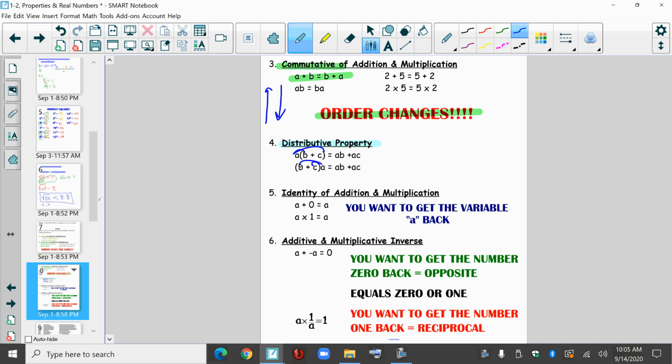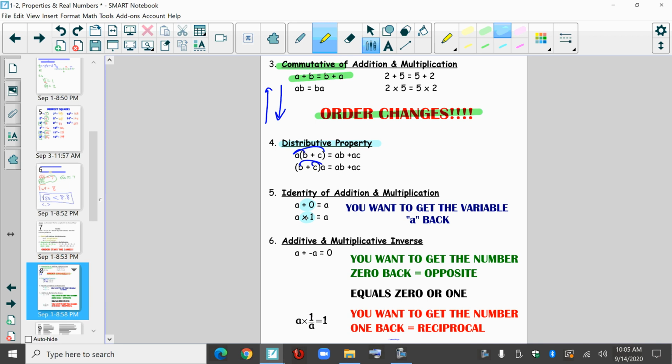Okay, the identity. The identity is, what do I add to myself to get myself back? Well, if I'm going to add something to myself to not change myself, that means I'm going to add 0 to myself. What am I going to multiply myself by to get myself back? It's my identity. I'm going to multiply by 1. This is super important.